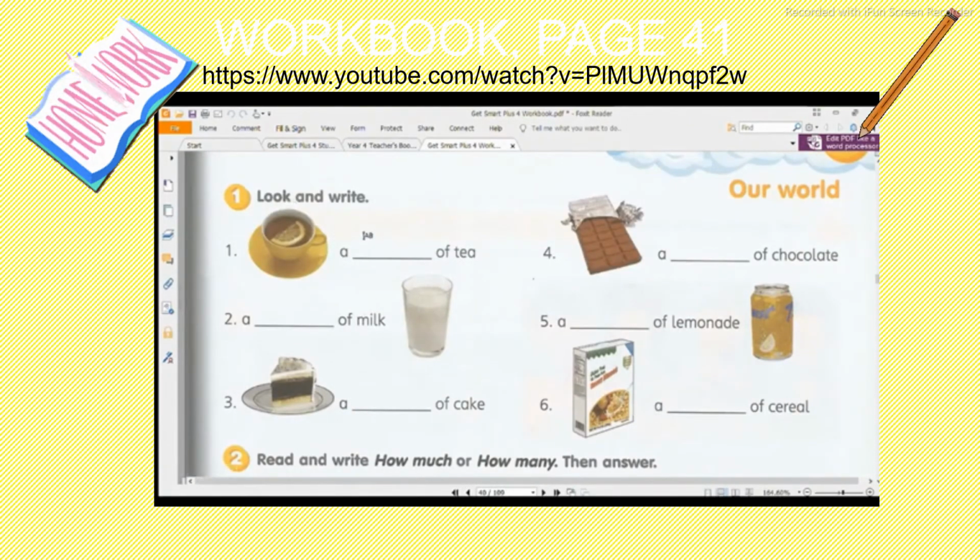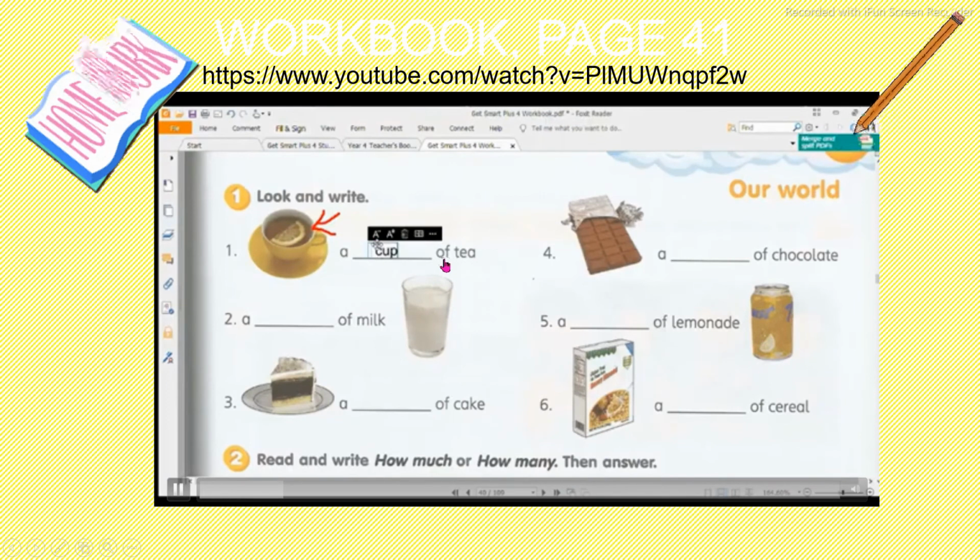So, it's very easy. Just write what you think the form or the unit that's used for each of these food items. For example, number 1, we're talking about tea, and then there's a picture of tea in a cup. So, just put cup in the blank, okay? A cup of tea. That's it. That's how you do this one, okay?